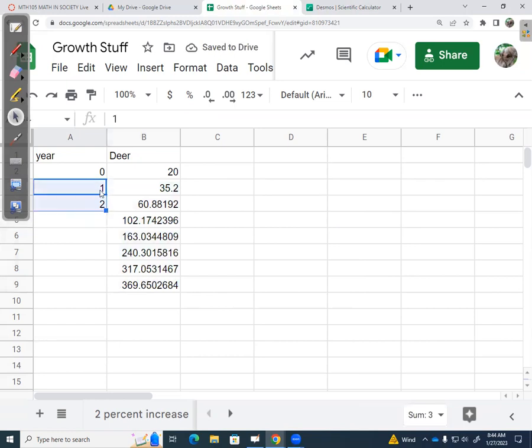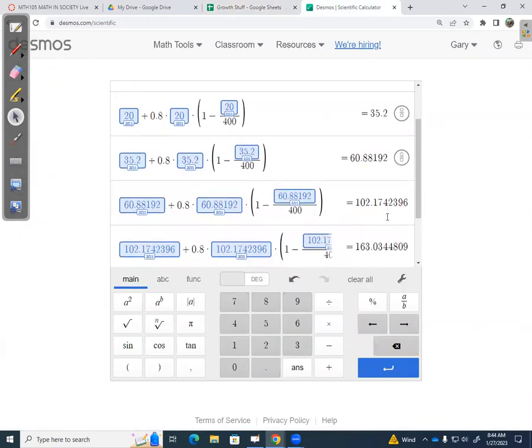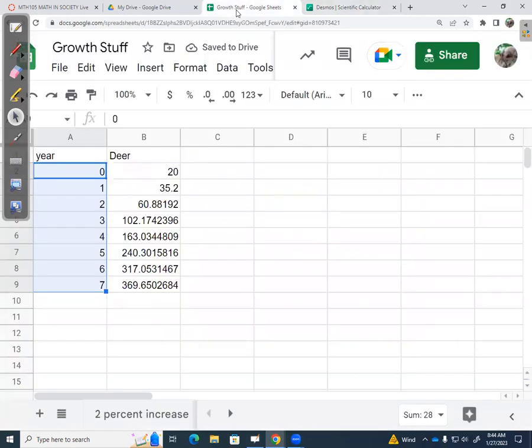So if I want to fill down the 1 and 2, I've got to select at least 2 numbers and then fill down. But those should match the numbers I have in Desmos. So in Desmos, we had a 60 and a 102 and a 163 and a 240. 60, 102, 163, 240.